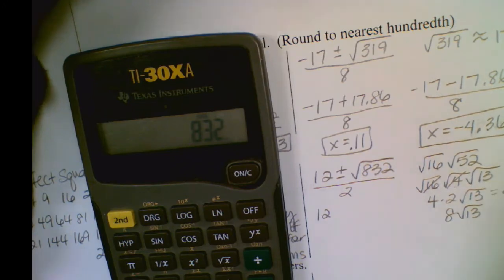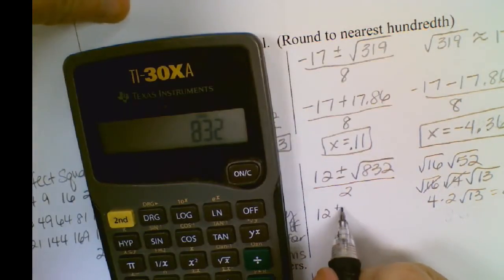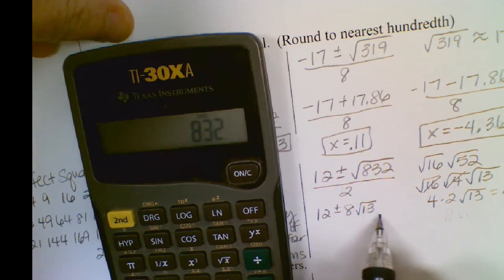I'll write that over there because I'm feeling I'm going to need some room here. So we'll have 12 plus or minus 8 square roots of 13 all over 2.